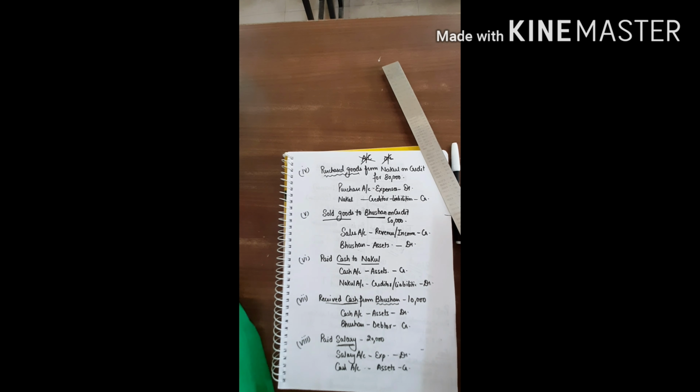So this is the question in which we have to find the two accounts affected in a transaction, their nature and the balances in which those accounts will get recorded. ठीक है.